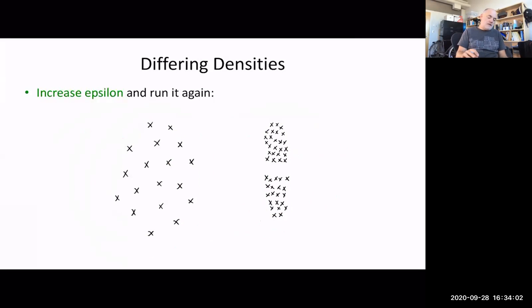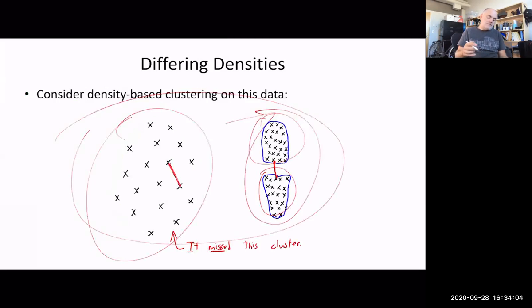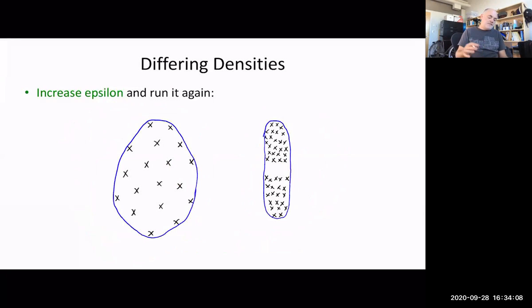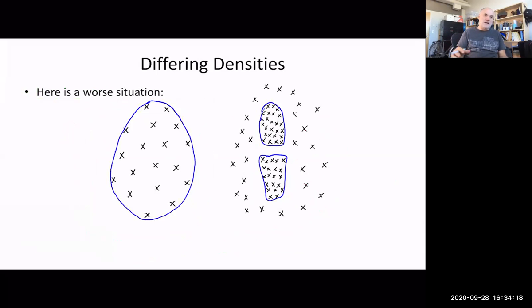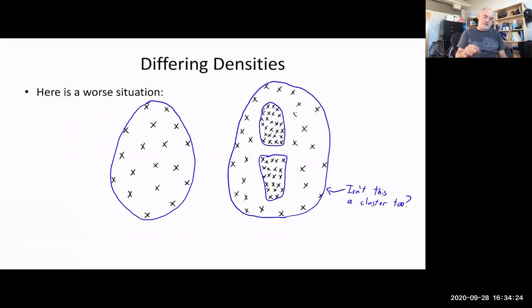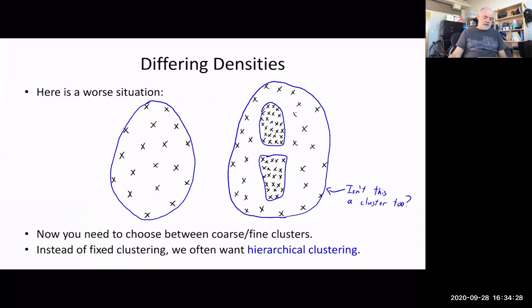So if you have a small epsilon, you're going to get two clusters and some outliers. If you increase epsilon, you're going to get two big clusters, and so on and so forth. The point is that there may be no density level that gives you the three clusters that you would like to see. And here's something even worse. If you have these points out here, how many clusters are in this data? It's really difficult to say. Is that a cluster or is it not? So tough to say.